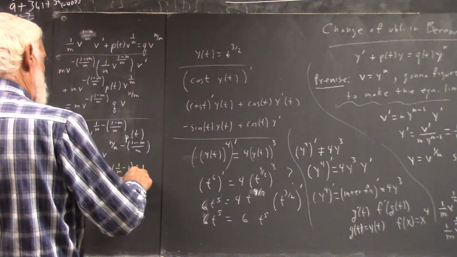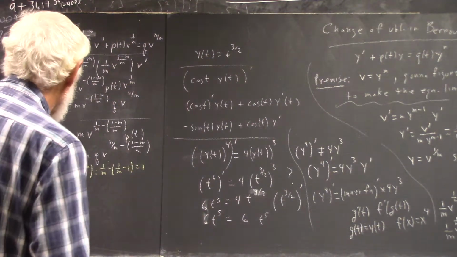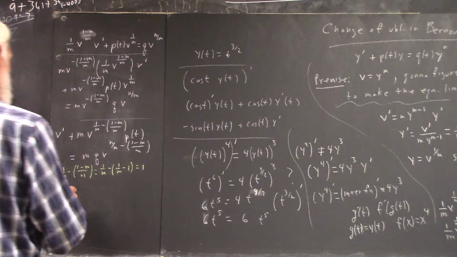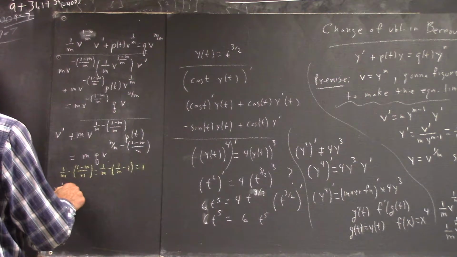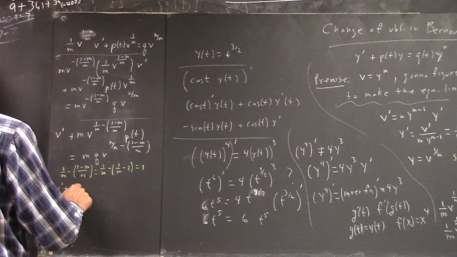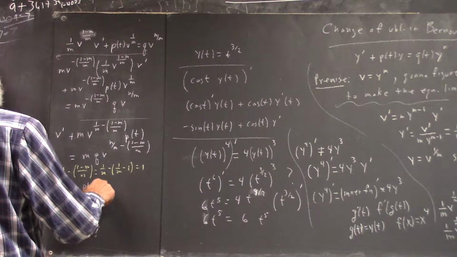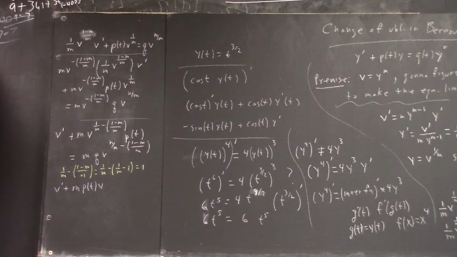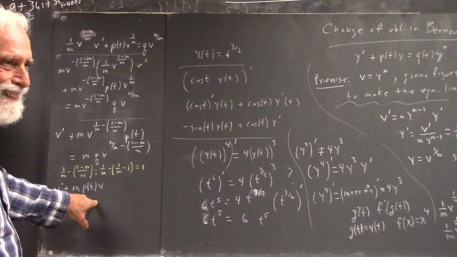And you can worry about how I get from here to here. Do you want to think about it? That's fairly easy to see. Okay? And you probably already do. Okay, so I've got v prime plus m p of t v. And look, this side's now linear.